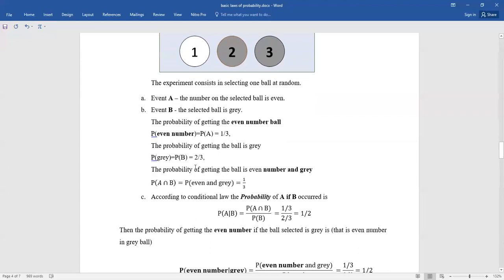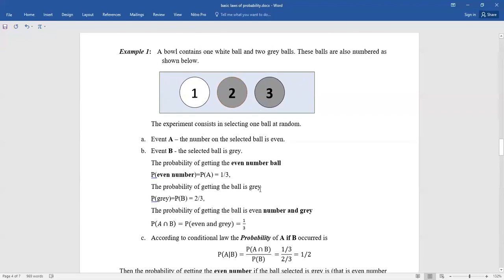Now the condition. There is another requirement: I want to select a ball that should be an even number and gray together. The condition here is even number and gray together. It should be a gray ball and an even number. Out of 3 balls, I have to select 1 ball. So there is 1 ball that is a gray ball and an even number. So 1 over 3.